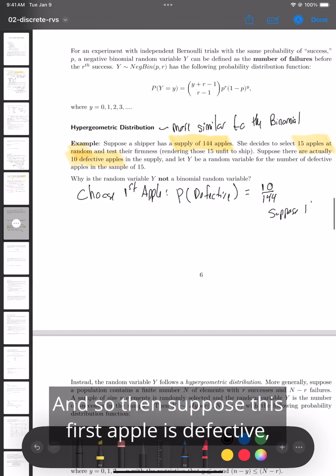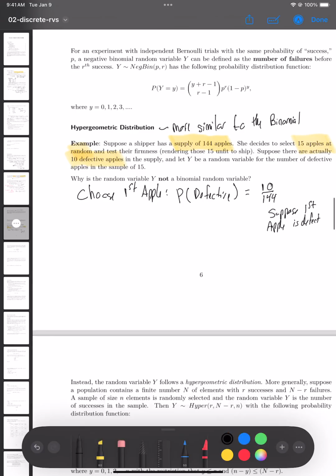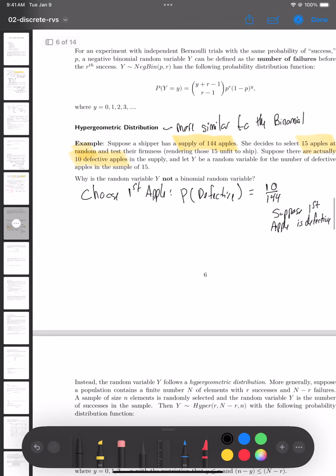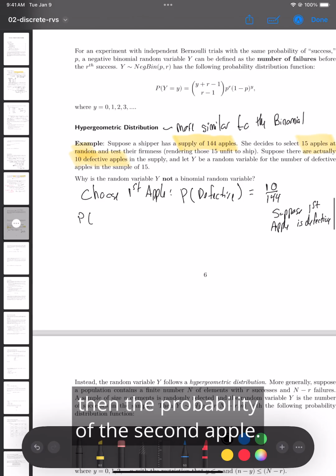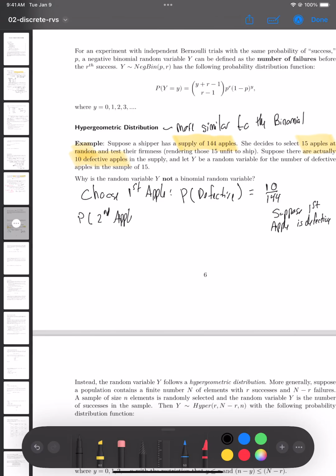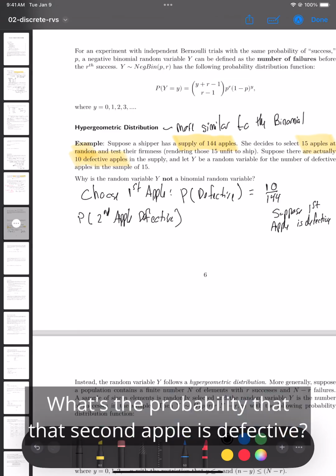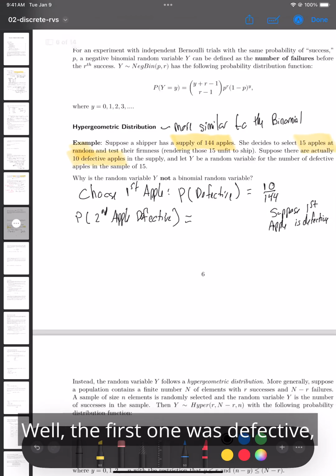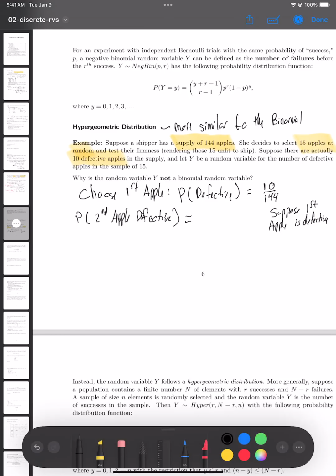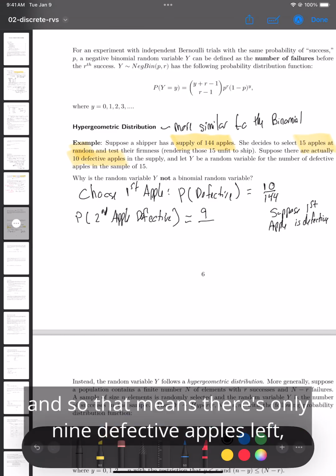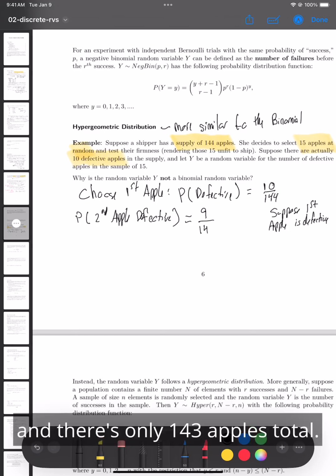And then suppose this first apple is defective. Then the probability of the second apple, so now you're choosing another apple, what's the probability that that second apple is defective? Well, the first one was defective, and so that means there's only 9 defective apples left, and there's only 143 apples total.